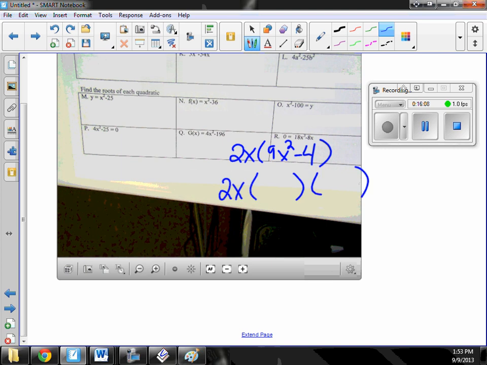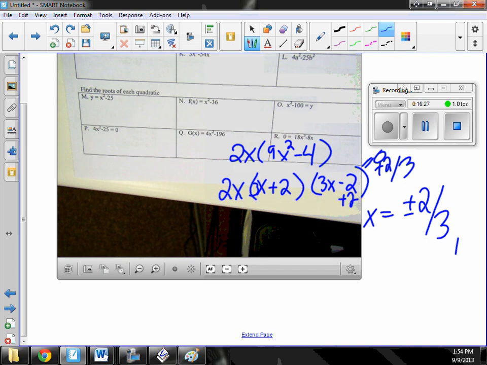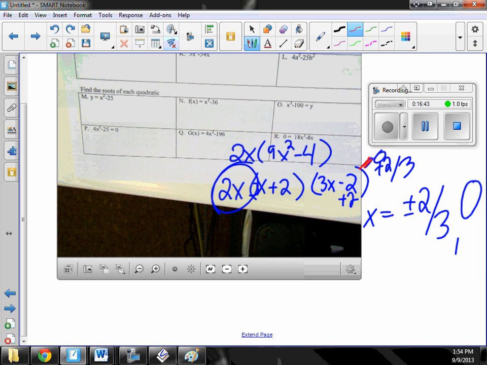2x times 3x plus 2 and 3x minus 2. So my roots are, if I set that equal to 0, add the 2 and divide by 3, so I get plus or minus 2/3 and 0. Because we're going to set every x equal to 0. That one equal to 0, this one equal to 0, and this one equal to 0. Well, what number makes 2x equal to 0? 0. It's the only option. So whenever you pull out an x, you know that the graph hits at 0 every time. Okay?